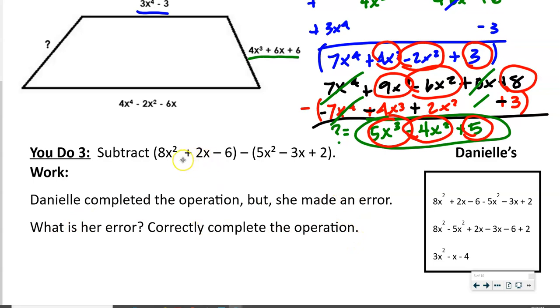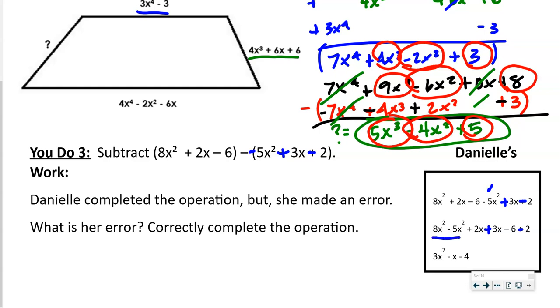So let's see what she did. She's got the first term written correctly, but then she should subtract all of this, right? So if she subtracts, that would make that negative, that positive, and that negative. So let's see if that's what she did. It does have a negative 5x, so that's correct. But this should have been a plus, right? And that should have been a minus. Okay? So then this would have been a plus, and that would have been a minus. So that means this would have been this part.